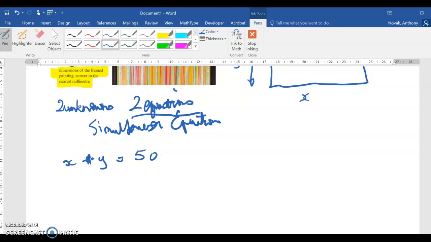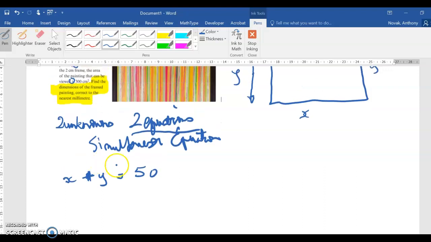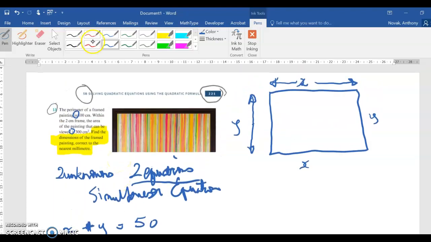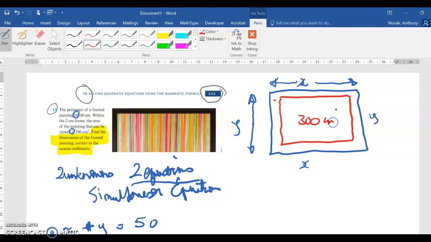The next part, of course, is the second equation. It says that there's a 2 centimeter edge around that frame or picture. And so in actual fact, we have the situation where the picture itself, which is this area, we know is 300 centimeters squared, which is the length and width. But of course, this length here has been reduced by 4 centimeters. And this width has also been reduced by 4 centimeters.